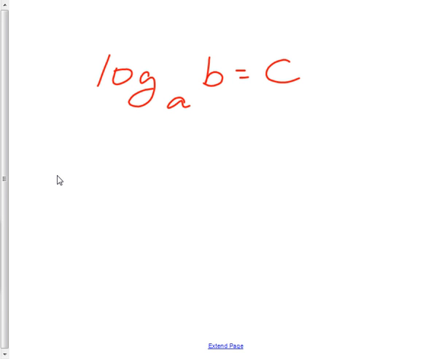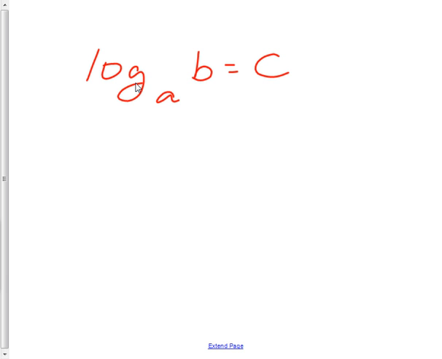Okay, so we're talking about logs, but they're really exponentials in a different form. So would you please rewrite this as an exponential? So what did you get? A to the C equals. And that's going to be a reminder that that's the what? The base. What's that? The exponent. What's that called? The argument. Good. You need to know all those terms.